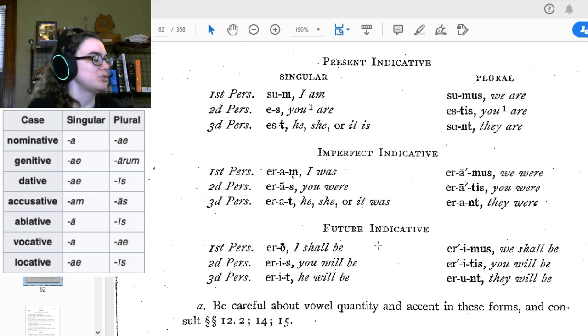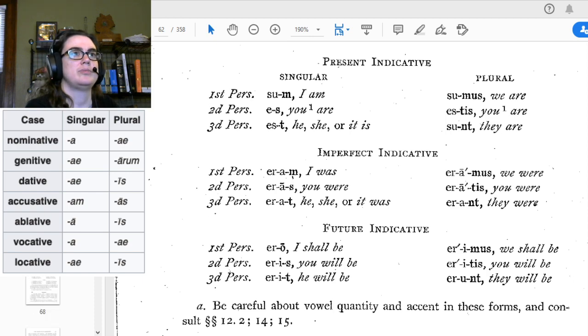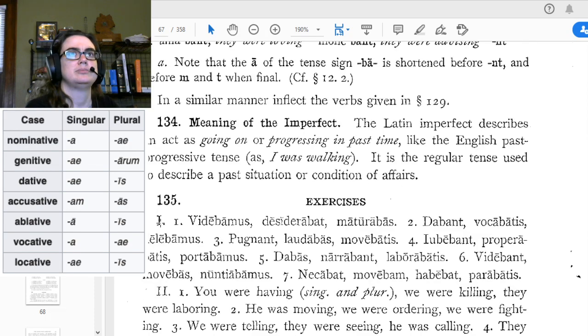And again, the future misses the b that we have in the future for the first and second conjugation, but the o, is, it, imus, itis, unt is the same. So it's irregular, definitely, without a doubt, but you can see the similarities with the imperfect and the future of the regular verbs. So it's still generally recognizable, which is good. We like that.